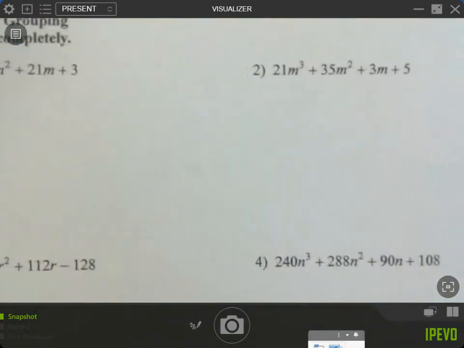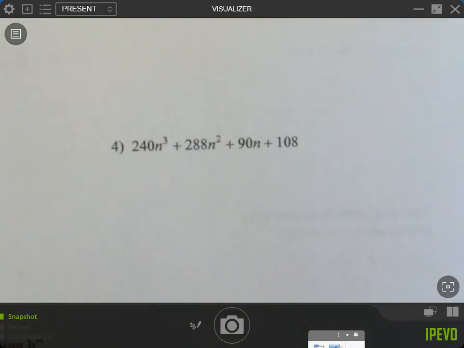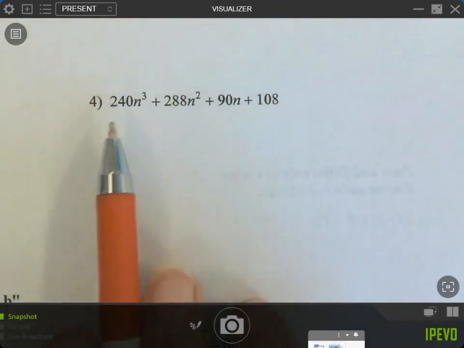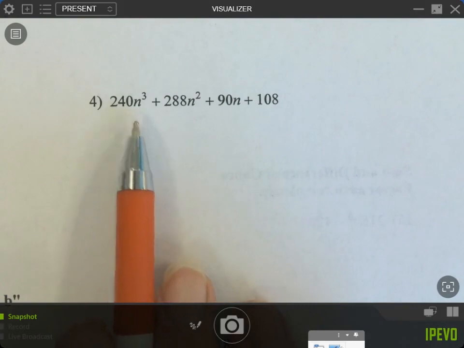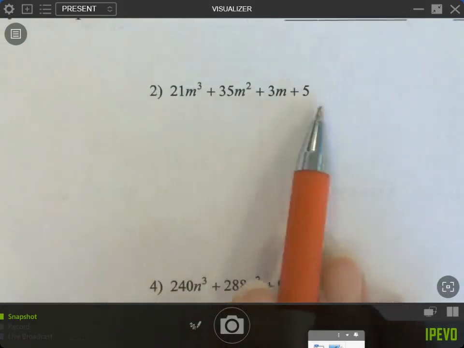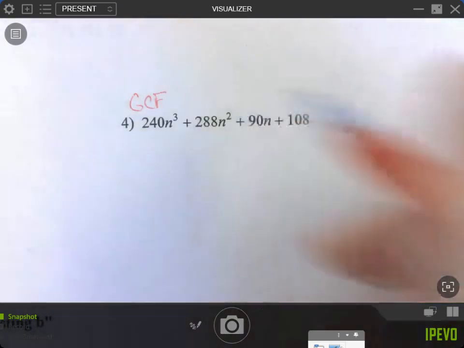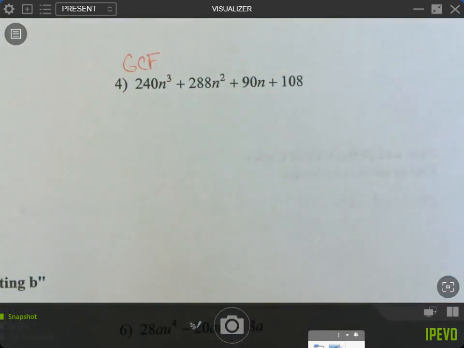So I'm going to dig into a couple of problems here for you. And I'm picking off some of the harder ones for you. And the reason I'm saying harder ones is because you have an extra step. So if you look at number 4, all of these, numbers 1 through 4, have 4 terms. So the first thing you should always do, always, is look for your GCF. That's going to make my problem a little bit easier.